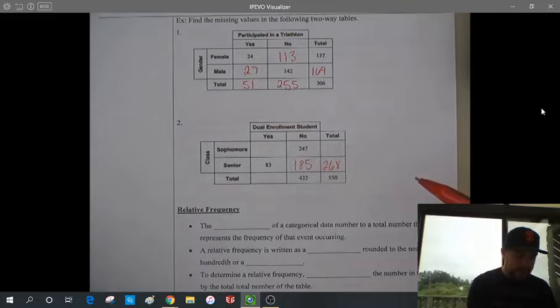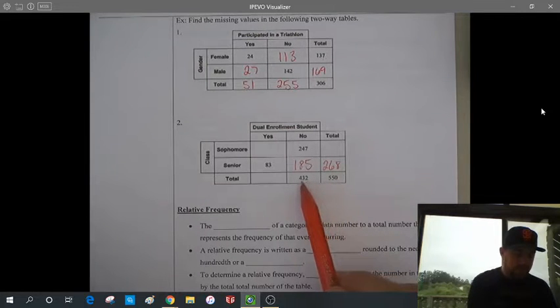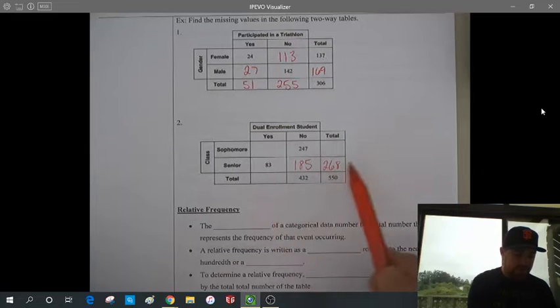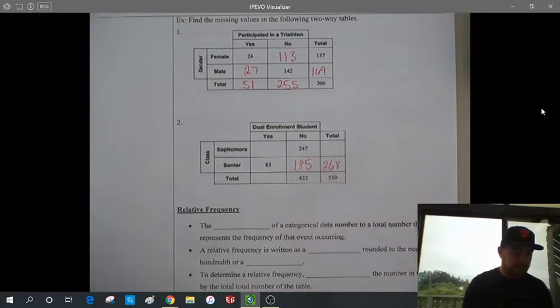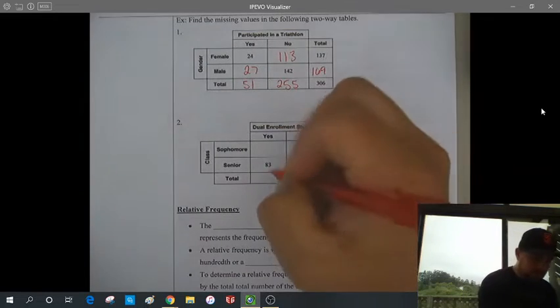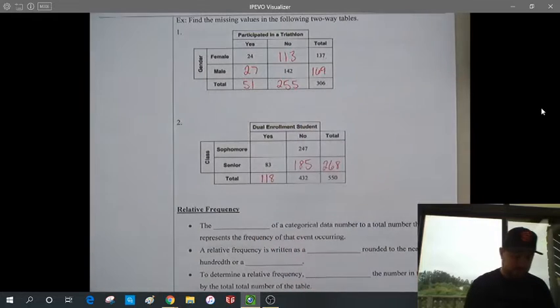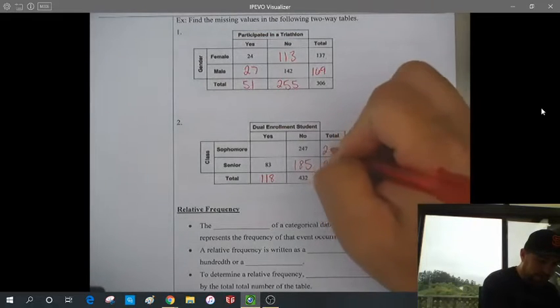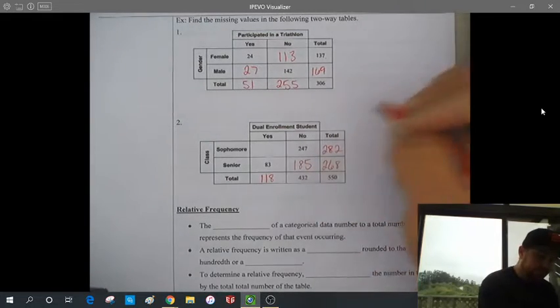Let's see, then I can subtract 432 from the 550 to get this one. I could also do subtraction to get this total number here. So let me do each of those. So 550 minus 432 gives me 118 total yeses. 550 minus 268 gives me 282 total sophomores.